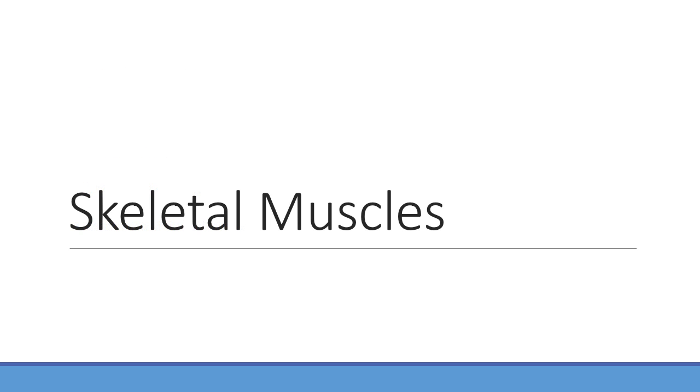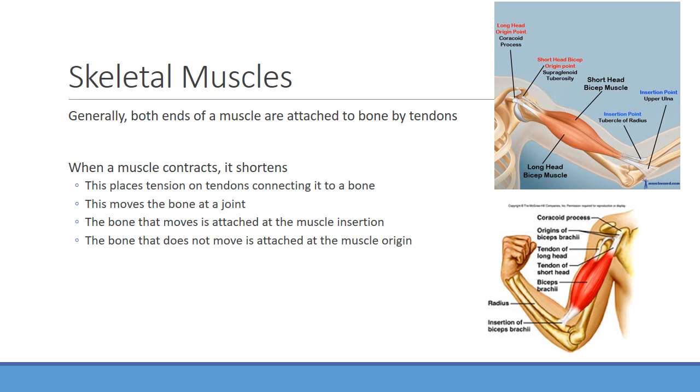So anyway, skeletal muscles. As you might imagine, they connect to your skeleton, right? This is a good thing. Generally, you're going to find that both ends of the muscle are attached to the bone by the tendons, as you guys are already familiar with. And so when the muscle contracts, it's going to be shortening. We'll talk about that mechanism and how that actually occurs. Basically, as you're putting tension on the tendons, as they're connected to the bone, that's going to cause the movement to actually occur there.